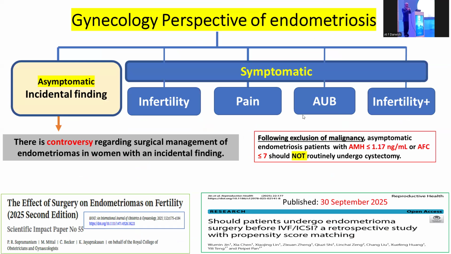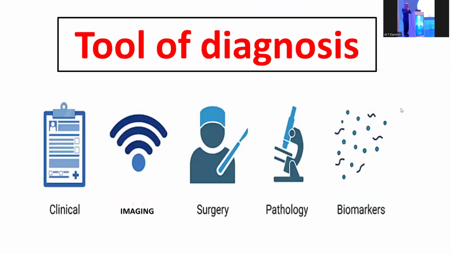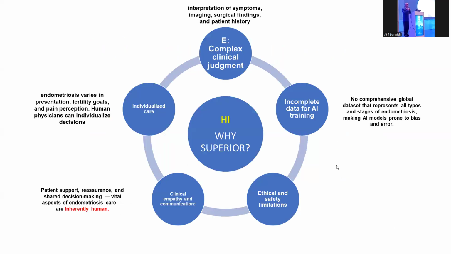And here is an example of one of my slides regarding gynecologic perspectives of endometriosis. We classify them into 5 groups: asymptomatic and symptomatic, including fertility, pain, abnormal bleeding, or infertility plus pain or abnormal bleeding. These presentations are variable, and every patient has her peculiar presentation. And the tools of diagnosis are variable. The studies put ultrasound, and the new ones are trying to put MRI. But what about pathology? What about the biomarkers and clinical presentations?